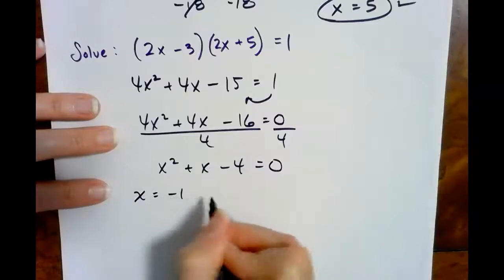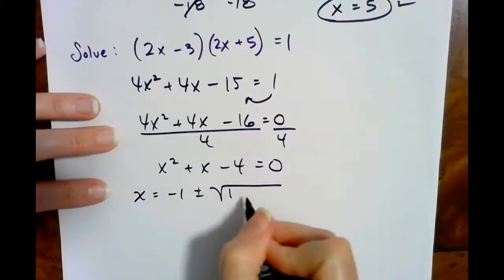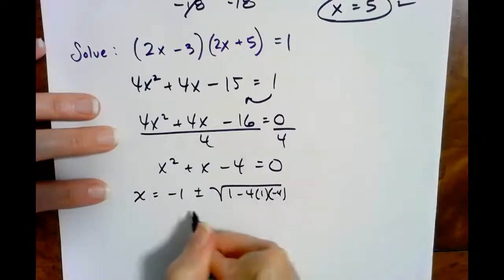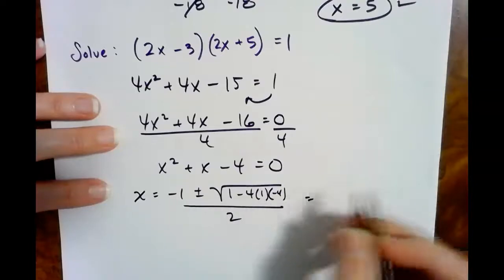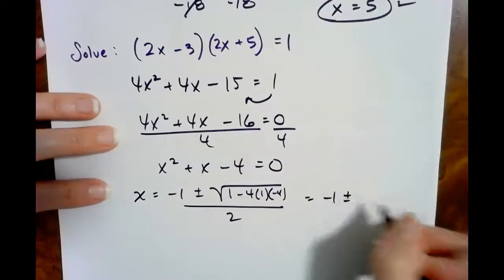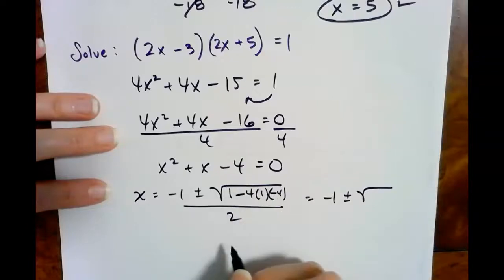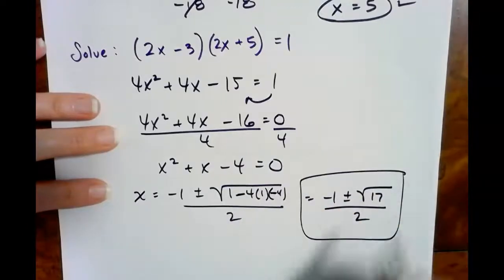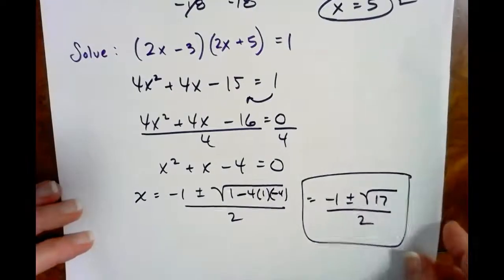So x equals negative 1 plus or minus the square root of 1 squared minus 4 times 1 times negative 4, all over 2 times a. Simplify underneath the radical first. This is negative 1 plus or minus the square root of 1 plus 16, which is 17. And that is our answer, solving a quadratic equation with the quadratic formula.